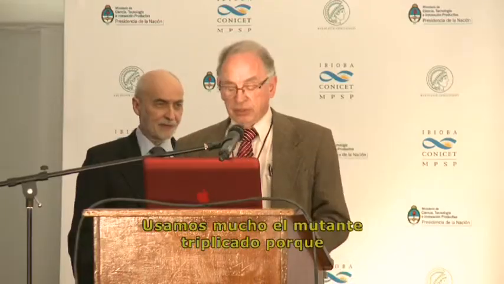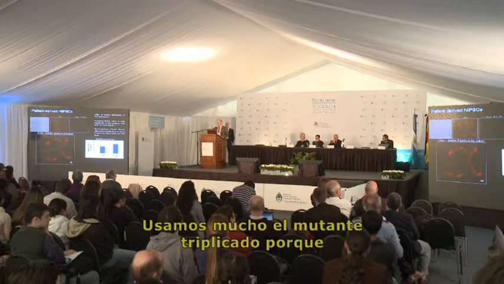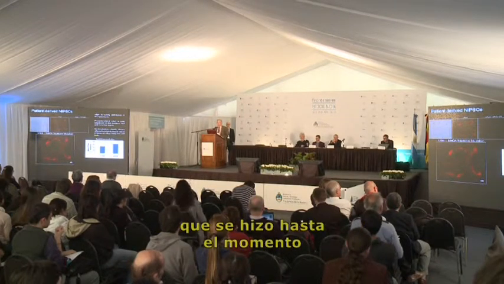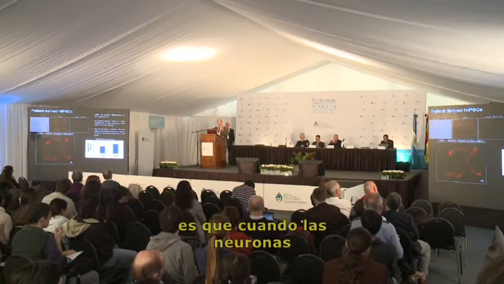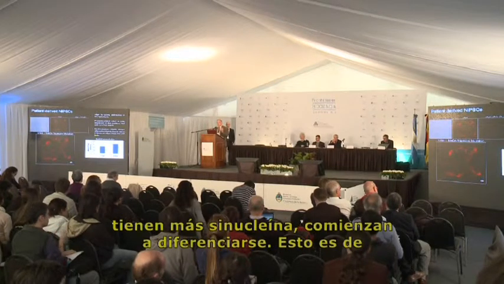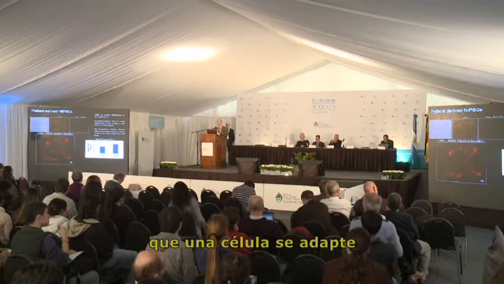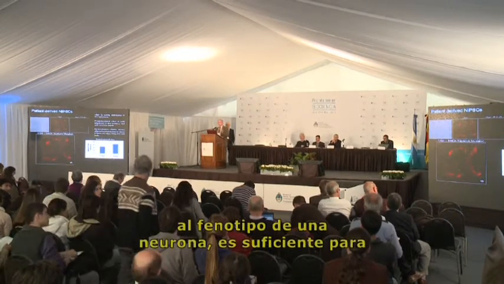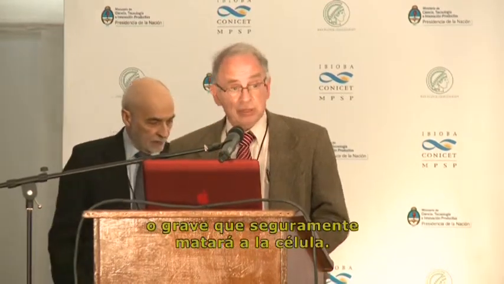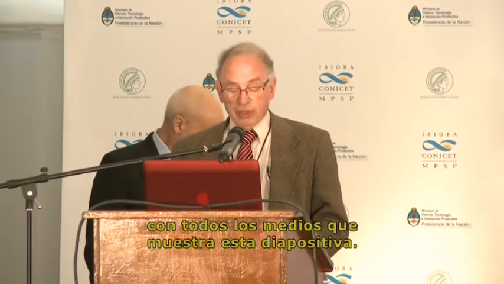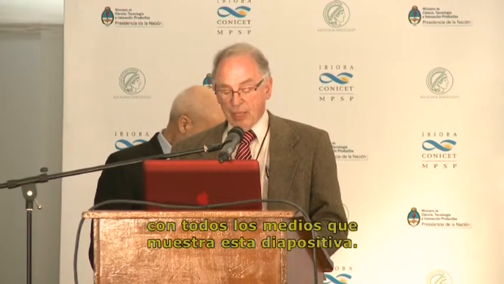But I can't show this, and the other slides I had would not appear on the screen anyway. But we have used a lot the triplicate mutant in which you have overexpression. And the interesting finding so far is that when these neurons that have more synuclein start to differentiate, these are from patients now, they die. So the fact that you make the cell adopt the phenotype of a neuron is enough to lead to some catastrophic event or a series of events that kill the cell. And this is very exciting. We're trying to track it down with all sorts of means as shown on this slide.